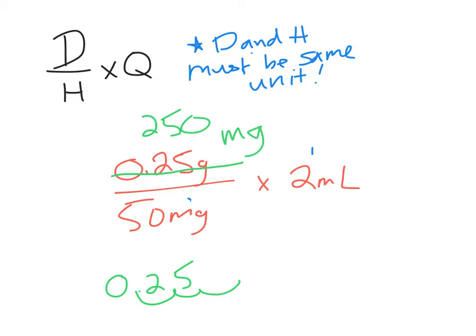But that allows us to now complete this problem. Once it's in the same unit, now I can go ahead and divide that out. So 250 divided by 50 is 5. Taking that and multiplying by 2, the answer there would be 10 milliliters. That's what they need to take of that drug.